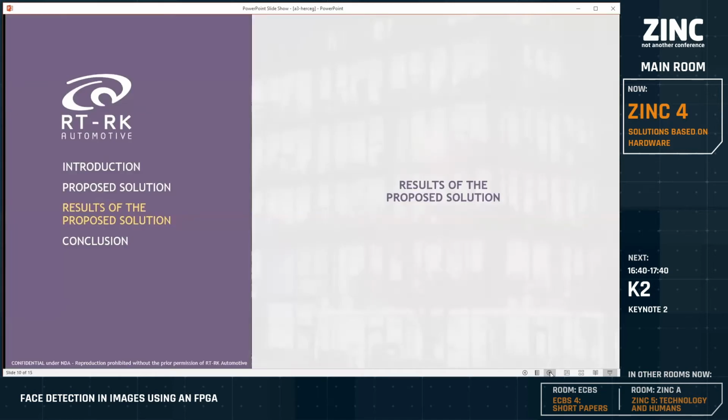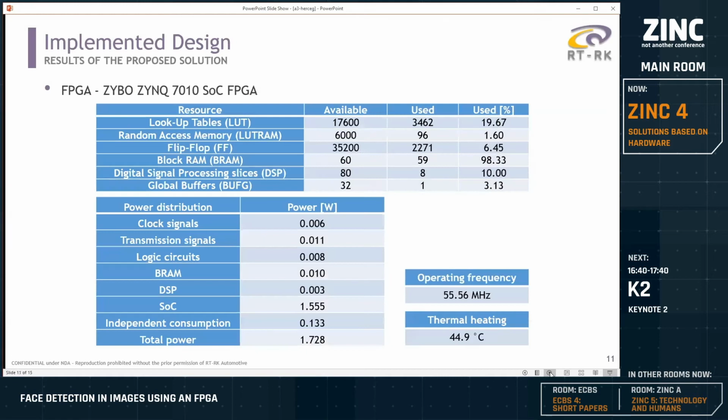Let's see what the results of the proposed solution are. The FPGA used is a Zynq, and here we can see the table of its resources. The main bottleneck of this design is the amount of BRAM memory, which limits the size of the integral image and the precision of the classifier parameters. The implemented design uses 1.728 watts at an operating frequency of 55.56 MHz, of which 1.555 watts goes to the SoC that can be swapped out in future designs.